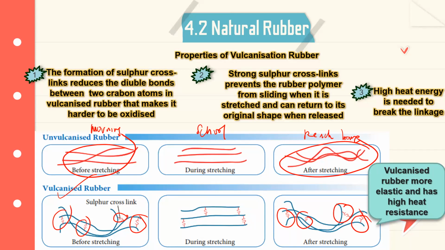Why? They like to ask, because strong sulfur crosslinks will prevent the rubber polymer from sliding. These crosslinks here will prevent my rubber polymer from sliding away from its original position. Okay, I'm gonna move on.